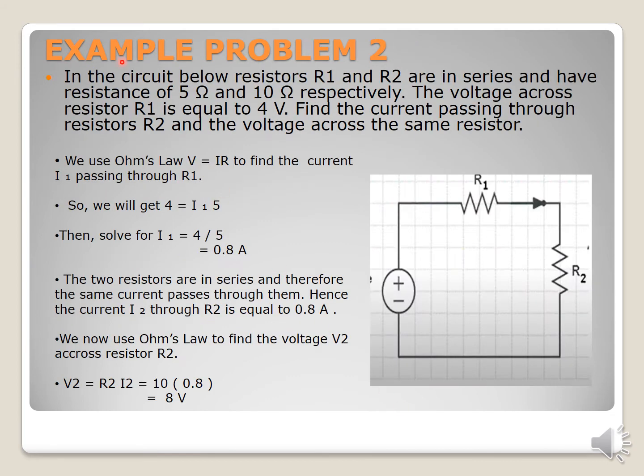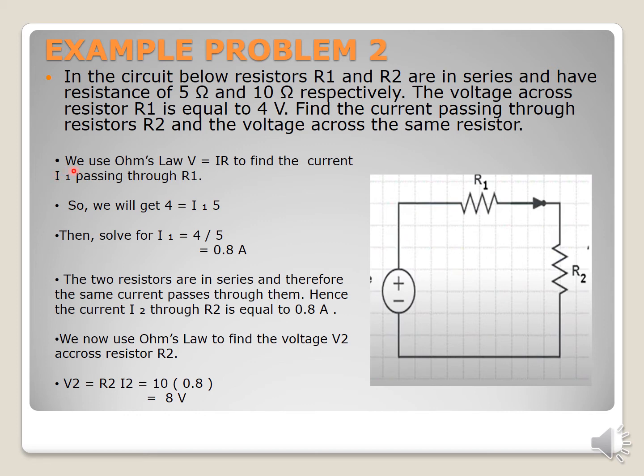So next is example problem 2, Ohm's law. In the circuit below, resistors R1 and R2 are in series and have resistance of 5 ohm and 10 ohm respectively. The voltage across resistor R1 is equal to 4 volt. Find the current passing through resistor R2 and the voltage across the same resistor.